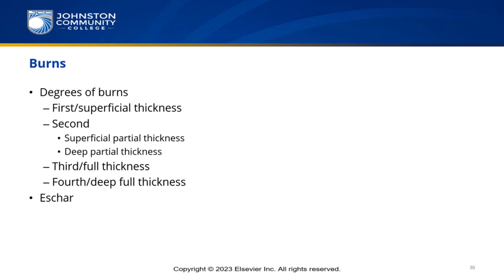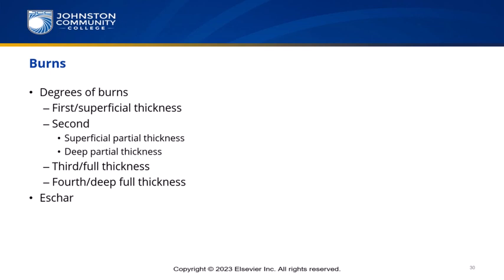Then we have a second-degree burn. Those involve the epidermis and the dermis, with erythema, vesicles, and the likelihood of scar formation. These are also called partial thickness burns. If the burn damages the top part of the dermis, called the papillary layer, it is a superficial partial thickness burn. If the entire dermis is damaged, meaning that the reticular layer is included, it is referred to as a deep partial thickness burn. Then we have a third-degree burn.